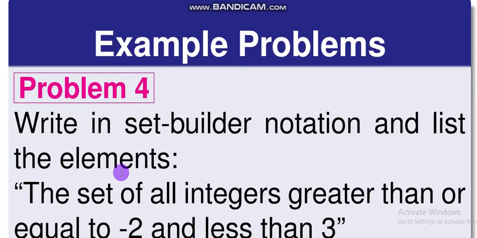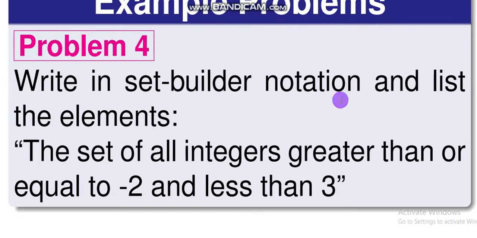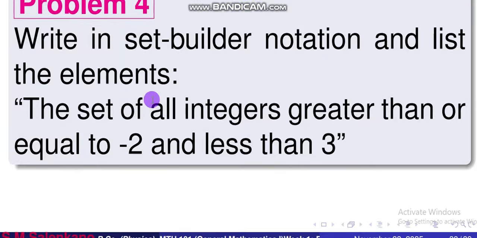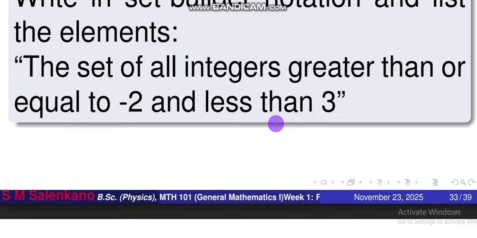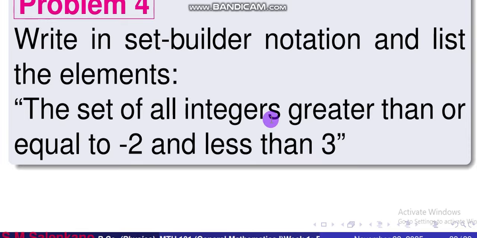Then the example problems continue. Write in set builder notation and list the elements: the set of all integers greater than or equal to -2 and less than 3. How do we write this in set builder notation? Remember, in set builder notation, you have a variable and you also have conditions. So we have a variable, and here are the conditions given.